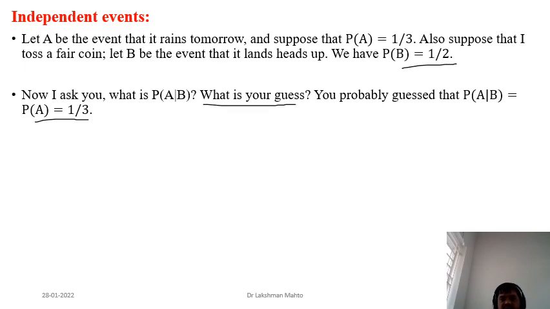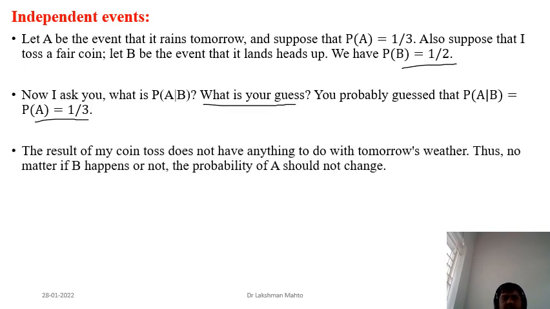So what do we observe? We can simply say that A and B are independent events. That means tossing a coin doesn't affect the rain. It is very much obvious from common sense that these two events are independent of each other. But if we have to justify this mathematically, then we need to calculate this prior probability and this conditional probability.